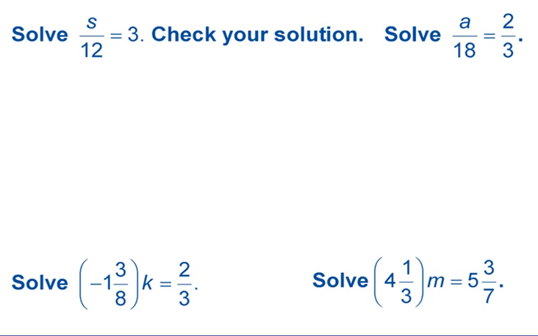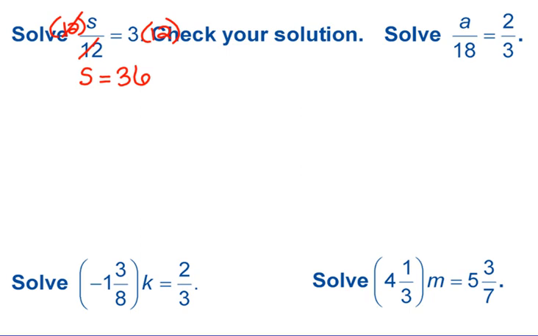We're going to multiply. So to keep the equation equal, if we multiply by 12 on this side, we're going to also multiply by 12 over here. Here we have a 12 on the top and a 12 on the bottom. Those are going to actually cancel out. We're just going to bring down the s then. And on this side, we have 3 times 12, which is 36.